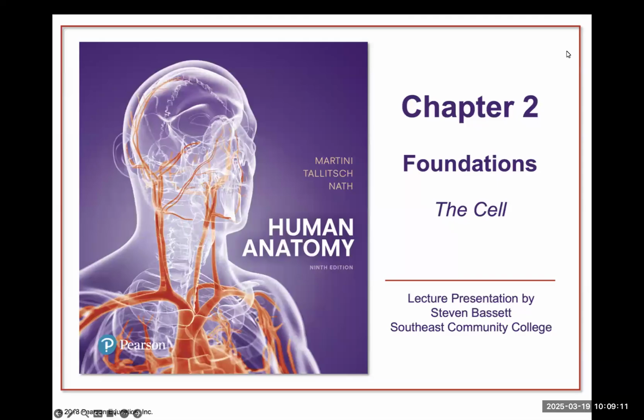Hello everyone, welcome to chapter 2. Chapter 2 is the review of the cells, and this is another short chapter because the first two chapters are relatively short. The first one was just an introduction and this one is just a review because you have already taken general biology and talked about the cell.